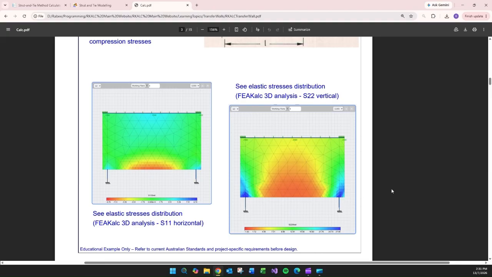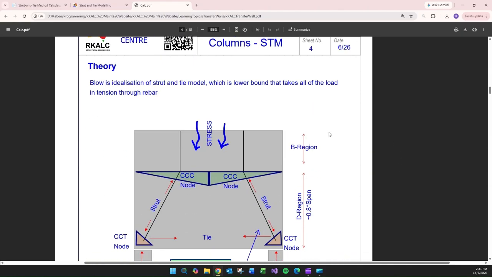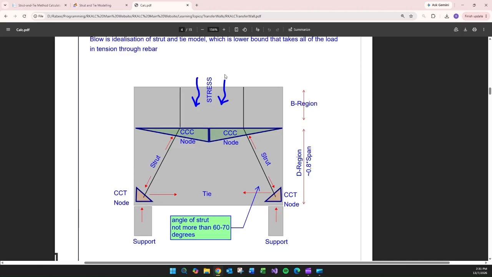But those stresses won't hold true because those are elastic, do not account for the cracking in the concrete, which is typically modulus of rupture on tension 0.36 square root of f'c, and some schools just limit the tension in concrete to 1 MPa. So the theory, you've got that uniform stress goes all the way down, and then you get the D region, that is roughly 0.8 of the span.